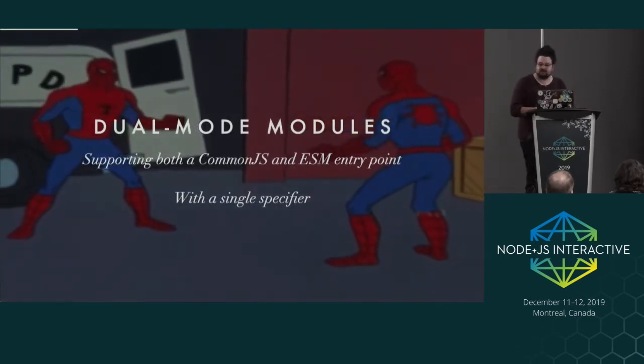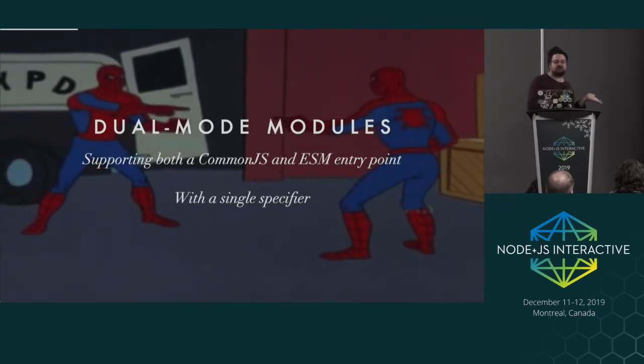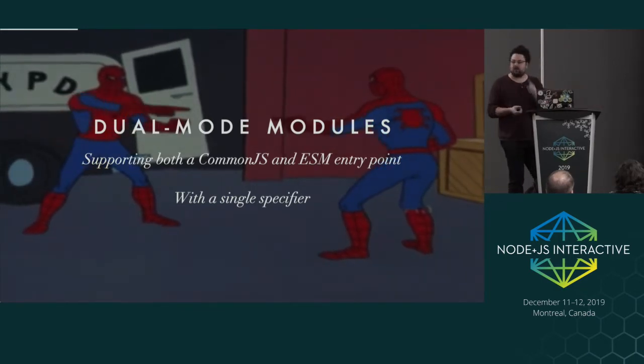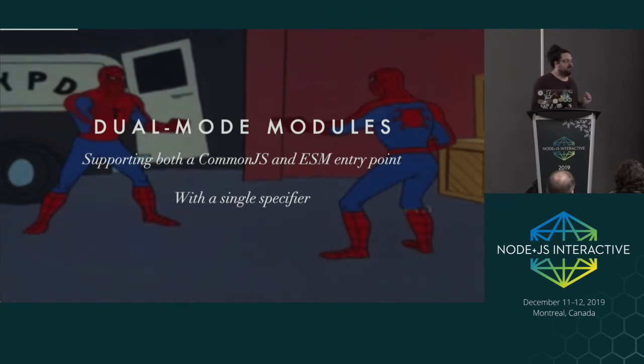Dual mode modules is supporting both CommonJS and ESM entry points with a single specifier. Similar, but different than transparent interop. It can end up with a lot of the same behavior that we wanted to see in transparent interop, where it's like, hey, I've got a module and I can require it and I can import it. But it's not exactly the same thing because we're talking about kind of having two different entry points, potentially even two different items in the graph, which gives me the willies, but I got over it.